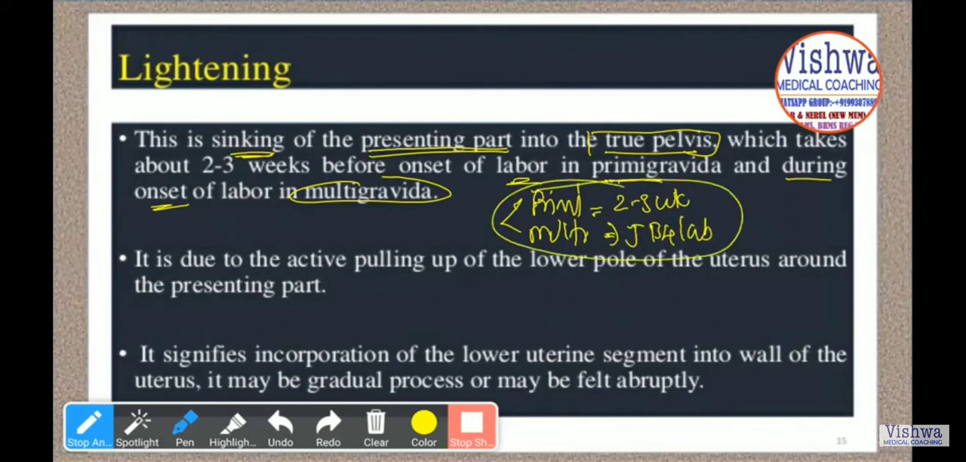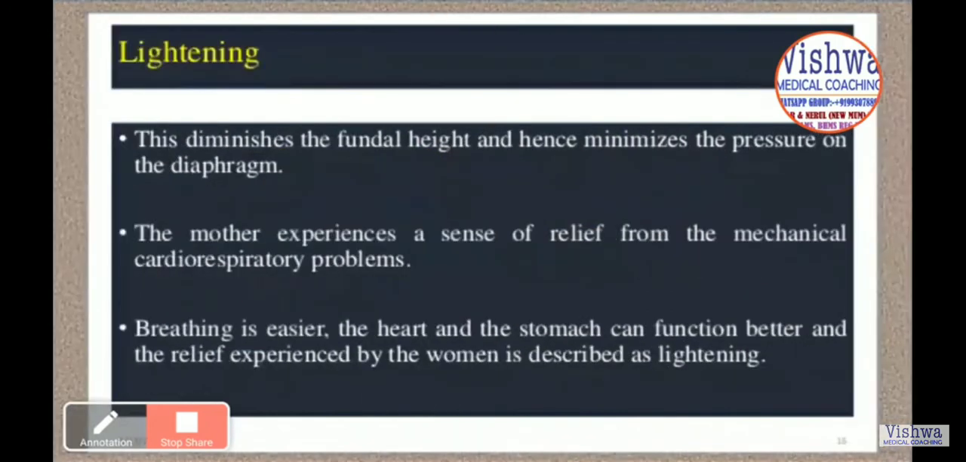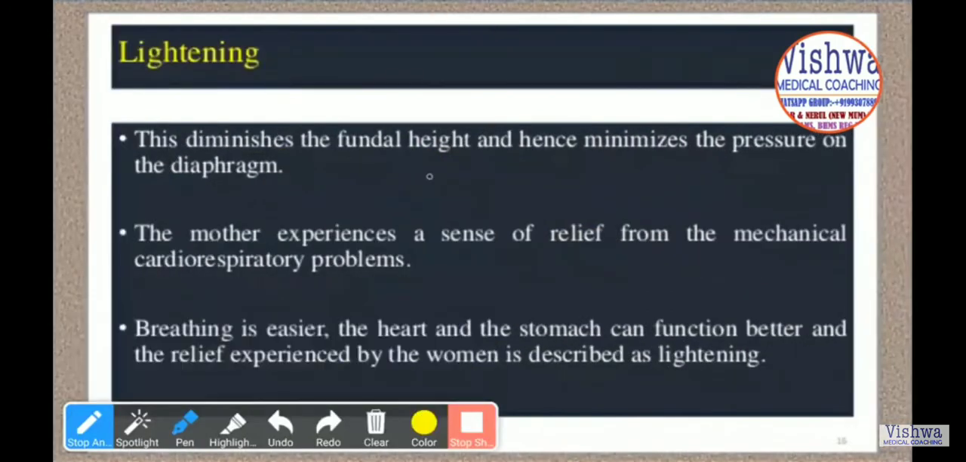This is the sign of the patient going into labor. The patient is maybe going into labor. That is the first sign. It is because of the pulling up of the lower pole of the uterus. When the lower part of the uterus is pulled up, automatically the head is going to go down. The lower uterine segment is taken into the wall. Let me show it to you with a diagram. It diminishes the fundal height I talked about, and hence minimizes the pressure on the diaphragm. Because of that, this is called lightening.